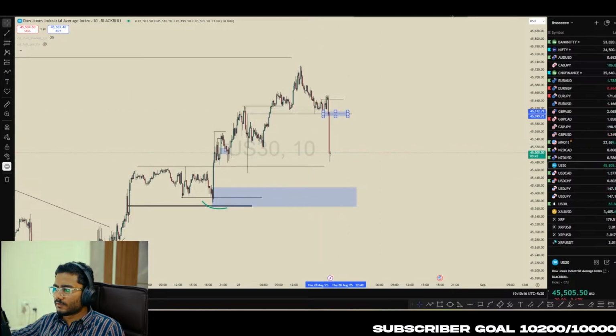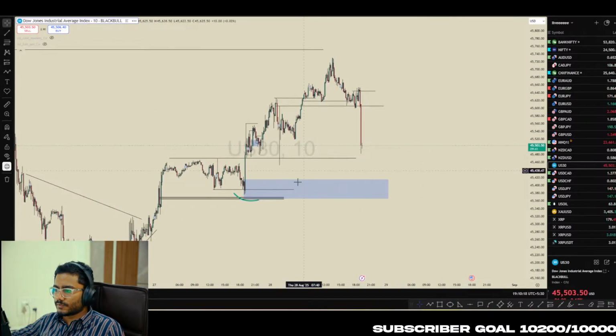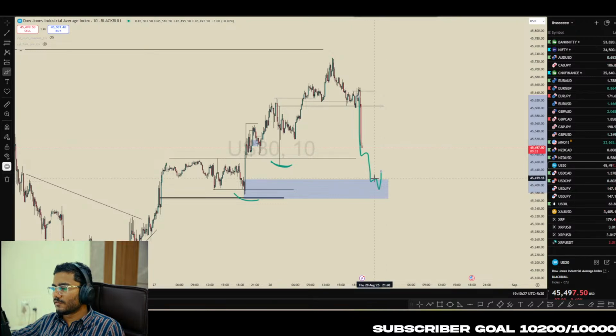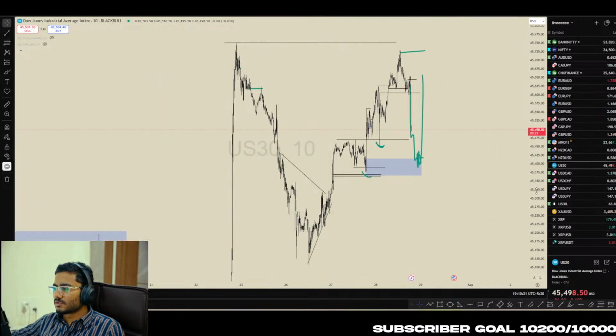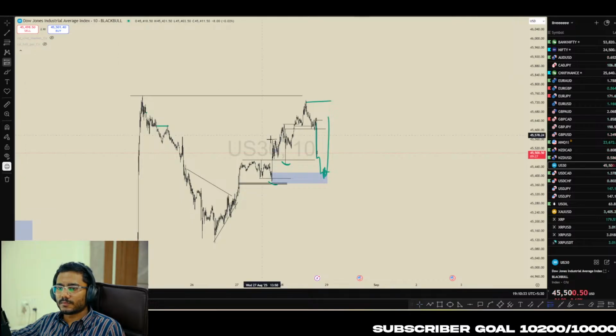I'll remove this area very quick. So right now there is this wick, which is a strong low. We want price to tap and it should come slowly. And then after the structure break, we'll look for a buy side entry to the upside. So this is the setup. It will look like this.